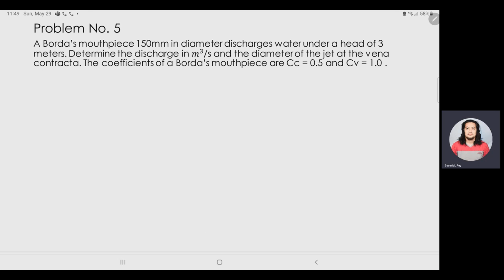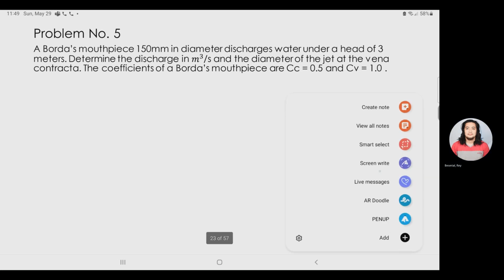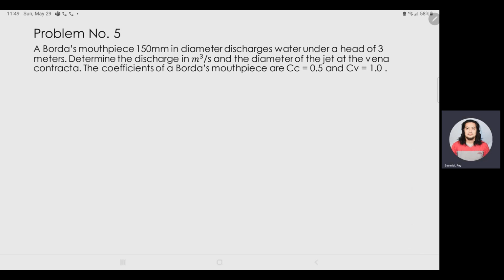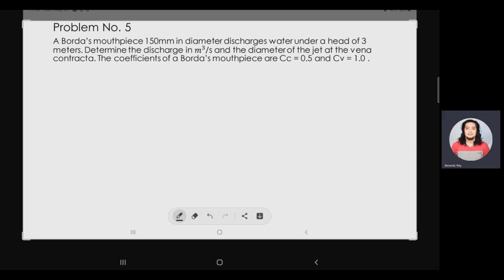A Borda's mouthpiece, 150 mm in diameter, discharges water under a head of 3 meters. We will determine the discharge in meter cube per second, and the diameter of the jet at the vena contracta. The coefficients of Borda's mouthpiece are Cc equals to 0.5 and then yung Cv na 1.0.